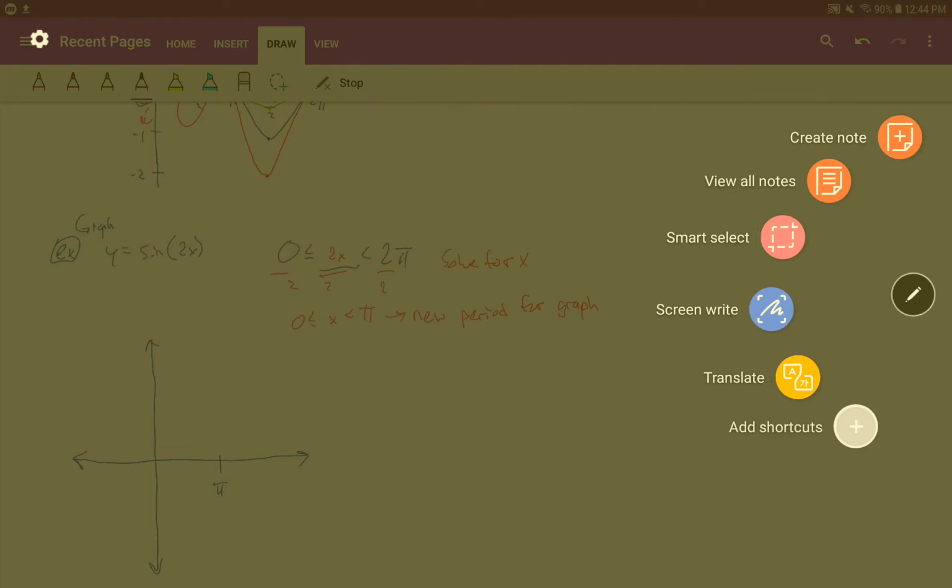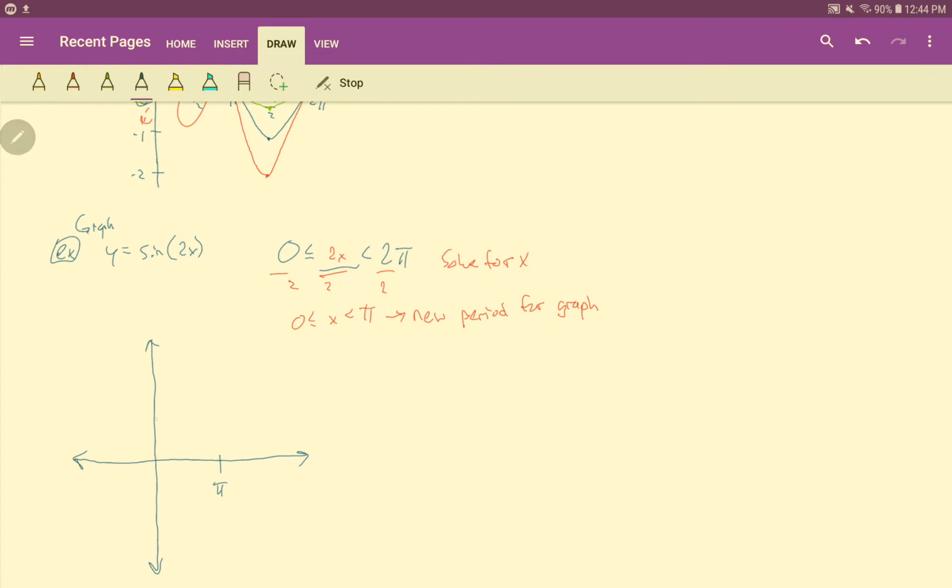Okay, and we'll still put the 1 and the negative 1 here and the 0 there. Now when it comes to graphing, 0 is the starting point still, because we didn't shift left or right at all. We're just shrinking it. But pi is now the end point of my period, so I'm going to fit one full wave in here. But what numbers do I use?